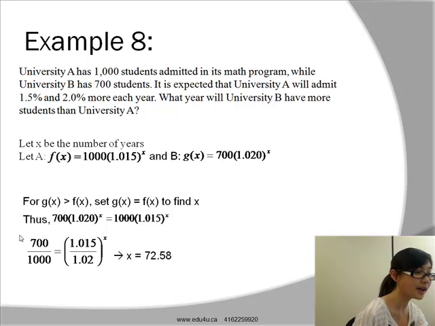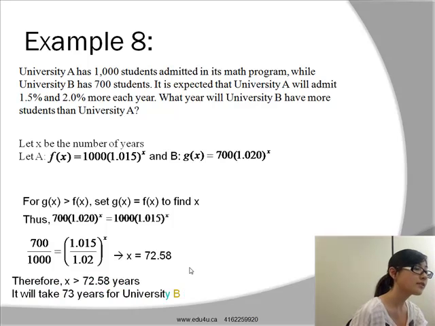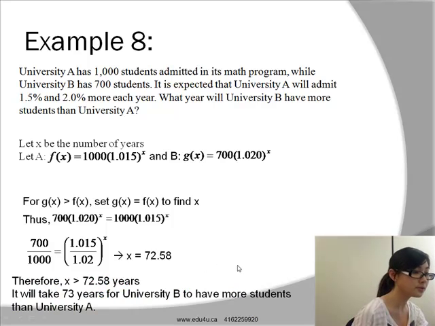Next, we do have to solve using logarithms. I'm not going to go through it in this lecture, but we have already gone through this in a previous lecture. So if we work that out, we'll get x equals 72.58. Therefore, at x bigger than 72.58 years, it will take 73 years for University B to have more students than University A.